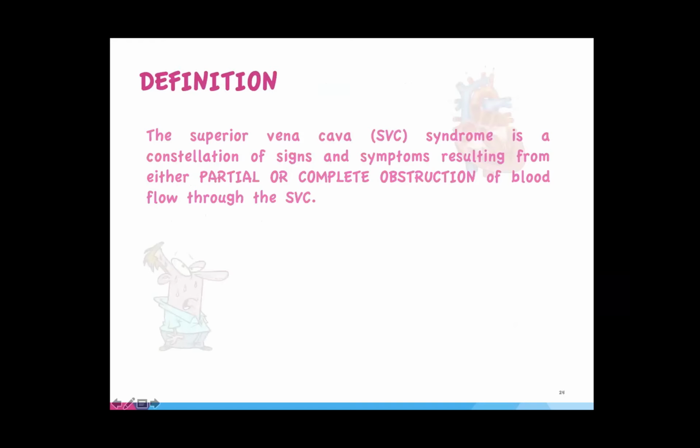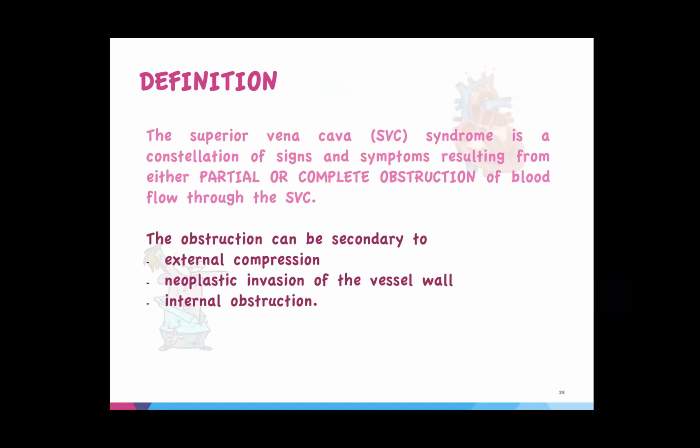Okay, so now, what is superior vena cava syndrome? I'm sure all of you know by now. It's basically all the symptoms and signs that you have when there's obstruction of the SVC, which can be partial, can be complete. And then obstruction can be from external factors, so something pushing on the SVC, something growing inside the SVC, so an internal obstruction, or sometimes if there's a neoplasm on the right side, that can grow inside the SVC and invade the wall of the SVC itself.